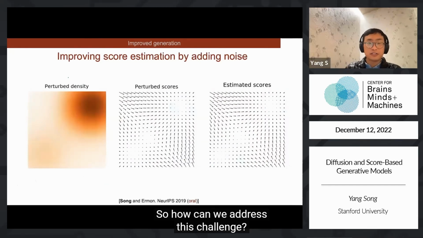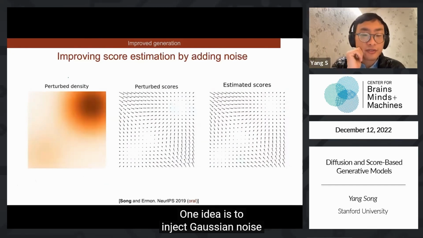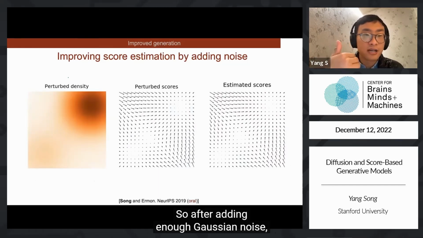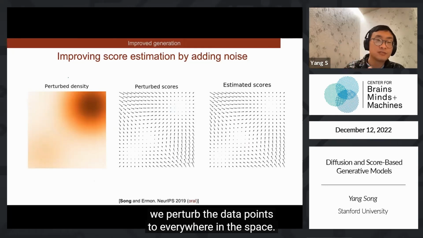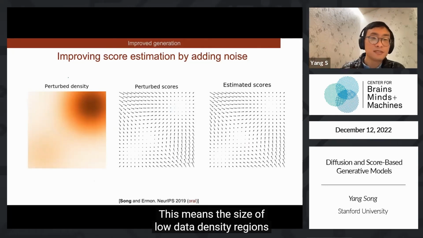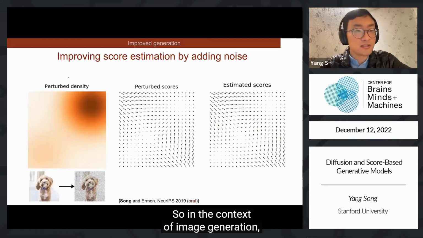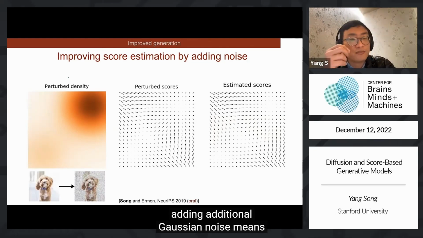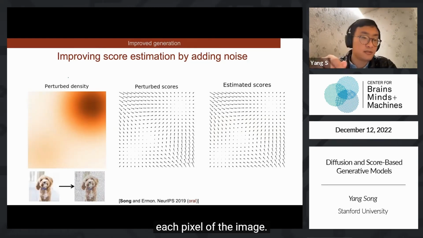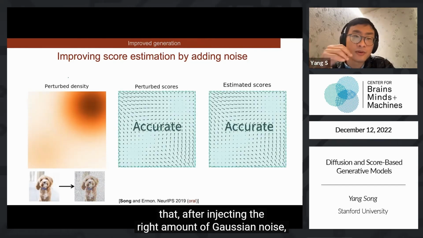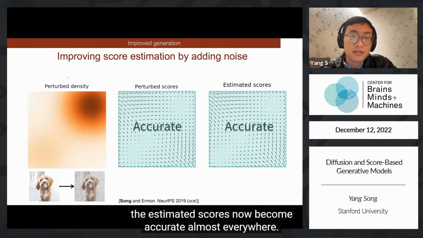So how can we address this challenge? One idea is to inject Gaussian noise to perturb our data points. After adding enough Gaussian noise, we perturb the data points to everywhere in the space. This means the size of low data density regions becomes smaller. In the context of image generation, adding additional Gaussian noise means we inject Gaussian noise to perturb each pixel of the image. In this toy example, you can see that after injecting the right amount of Gaussian noise, the estimated scores now become accurate almost everywhere.